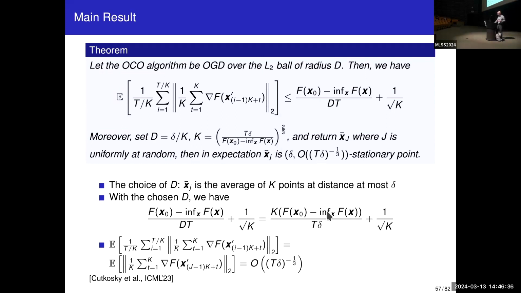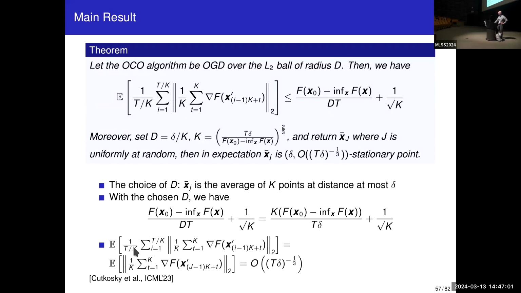And if I choose this setting of k, I will get that this expression here is exactly the expression here. So this T delta to the minus 1/3 is the minimizer of this with respect to k. So we know where this term comes from. It's just the minimizer of this with respect to k, with this choice of d. Now, what is this ugly thing here?